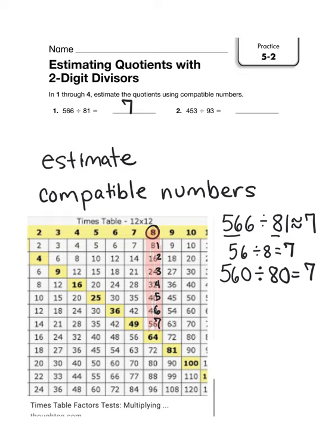Now remember, I've been talking to you a lot lately about uploading supporting work. So this set of equations that we recorded here would be a great thing to upload as supporting work to show me that you watched the video and you understood what was going on. If you have a different way to estimate 566 divided by 81, then upload some supporting work so that I can see what your strategy was.